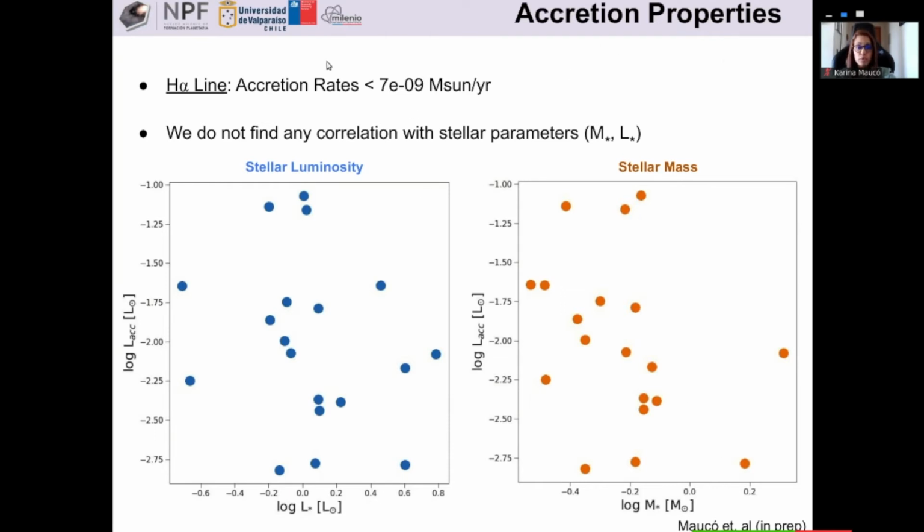So for the accretion properties, we have estimated accretion rates using the H-alpha line, and our sources are consistent with low accretion rates, and we do not find any correlation with the stellar parameters. So we don't find any correlation of the luminosity of accretion with stellar mass or with stellar luminosity. And this has also been found in other works.